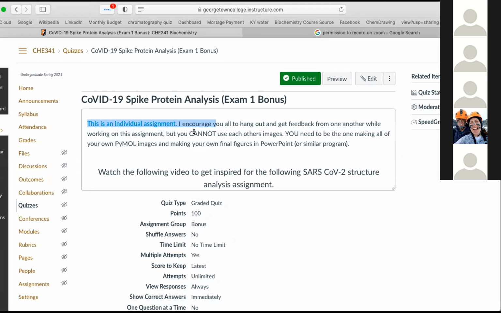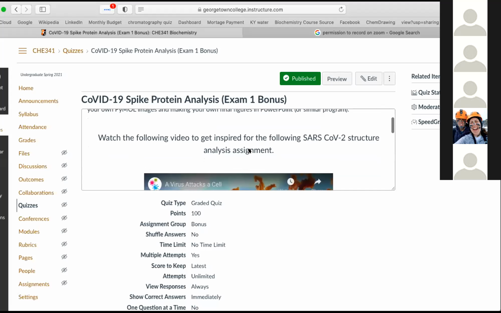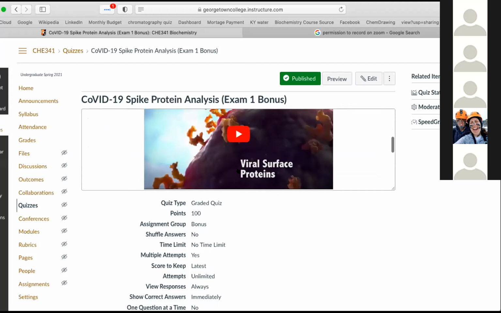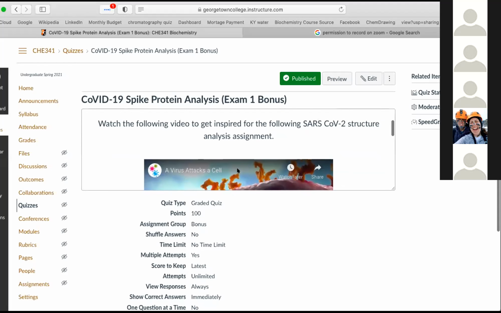But you can't make images and send images to one another to use in your figure. So you need to create your own PyMOL images, and you need to be the one generating your final figures and labels in PowerPoint. Okay, I've got a little video here that is a tiny inspiration.